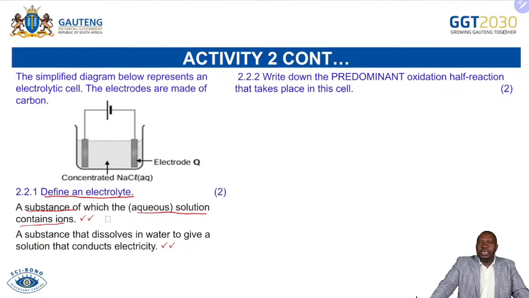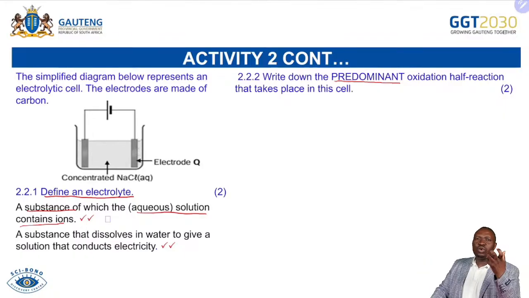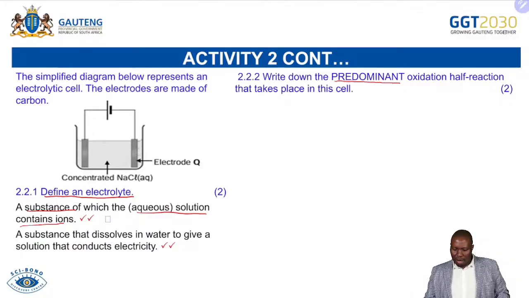Write down the predominant oxidation. I'm happy that this question was asked this way, to say predominant oxidation. So they are saying there are other oxidations that might take place, but this one is the predominant. It's the one that will definitely take place at the anode. So we are appreciating that there is not only one reaction that can take place.